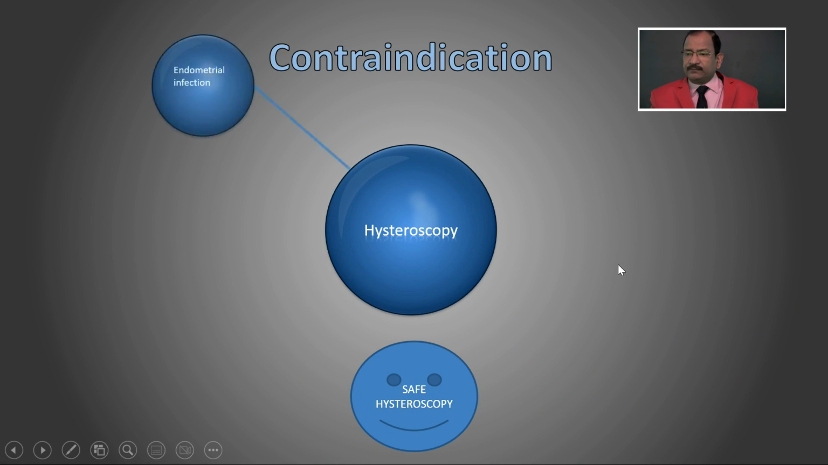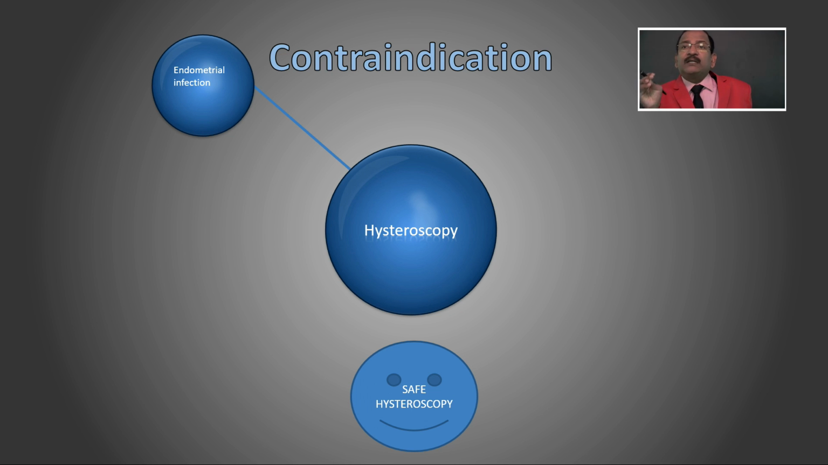Contraindication. Endometrial infection is an absolute contraindication. Patient is coming in the OPD, you do a diagnostic and you find a lot of foul smelling discharge, greenish discharge, whitish discharge, don't do hysteroscopy.